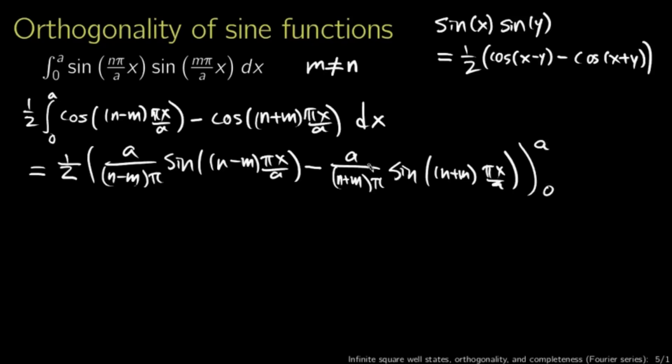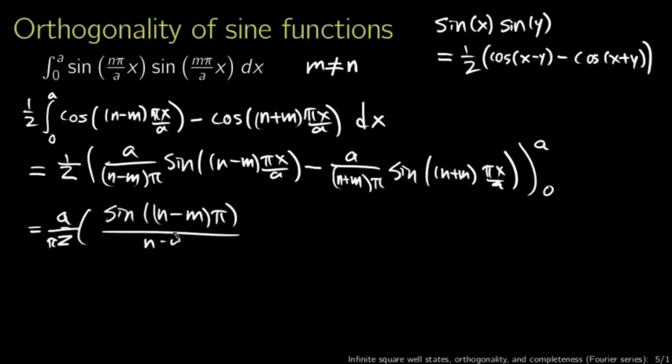Now, I can do the evaluations. If I plug in a for this, I'm going to be plugging in an a here for this x. So the a's are going to cancel, and I'm just going to be left with (n minus m) pi. Actually, let's pull the a out front, since I have an a here and an a here. Let's pull the pi out front as well. So I've got a over 2 pi out front, and then I'm going to have sine of (n minus m) pi over (n minus m) minus the sine of (n plus m) pi over (n plus m).